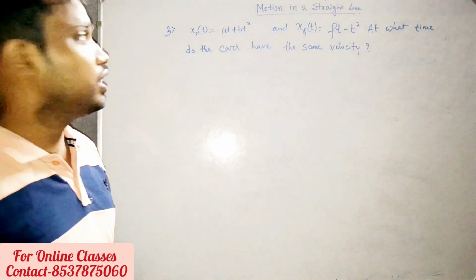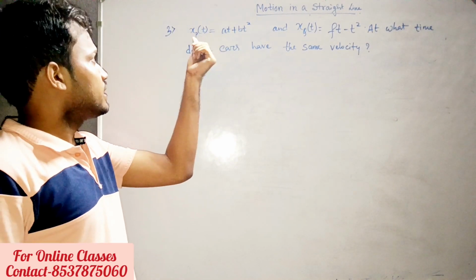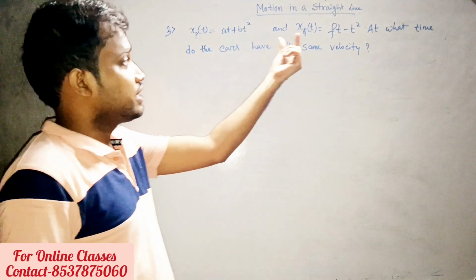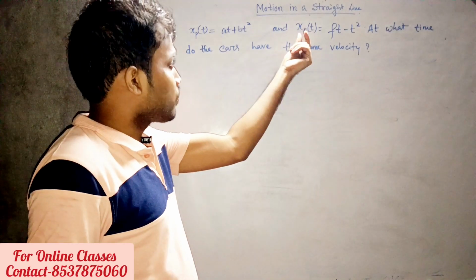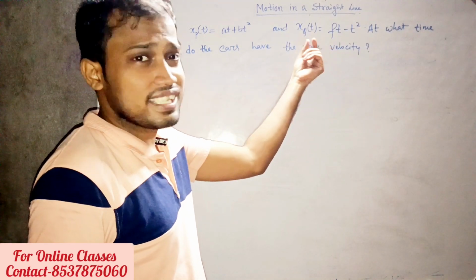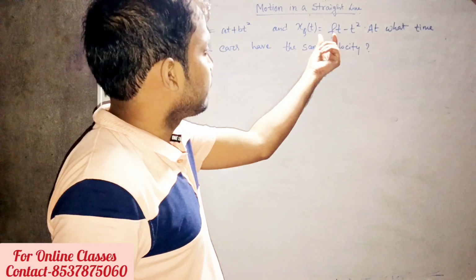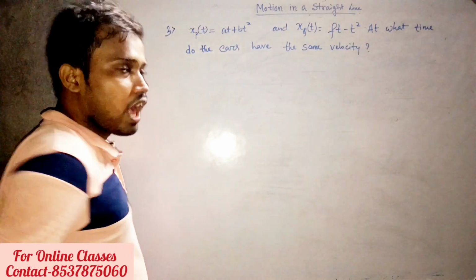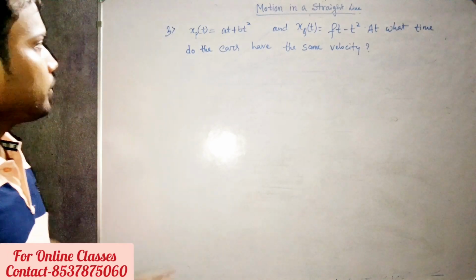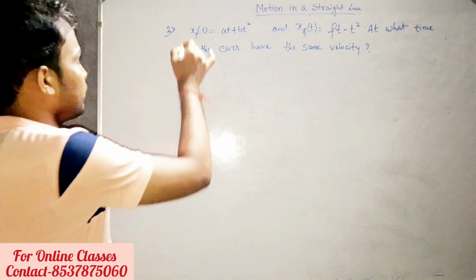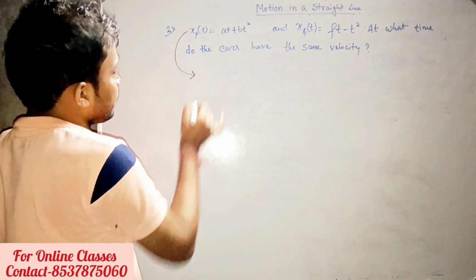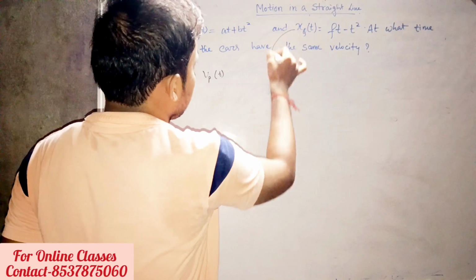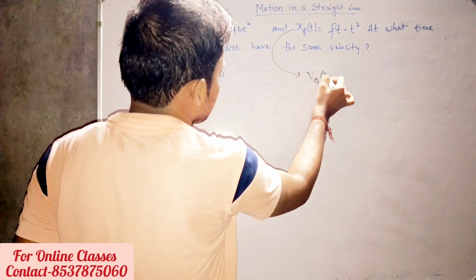So move on to the next problem. Here the displacement of particle P is given as x_P = at + bt squared, and the displacement of particle Q is x_Q = ft - t squared. At what time do the cars have the same velocity? That means we have to find velocity from the displacement, from here and from here, that is dx/dt.